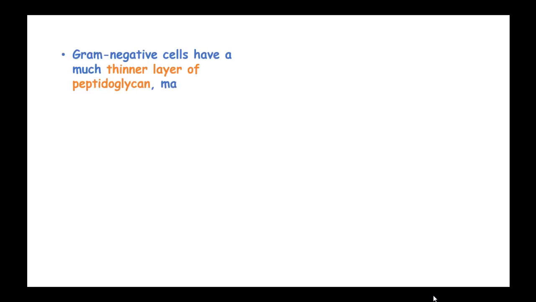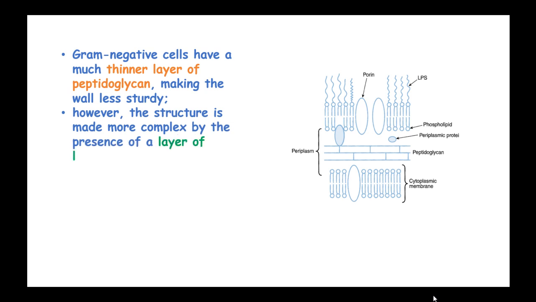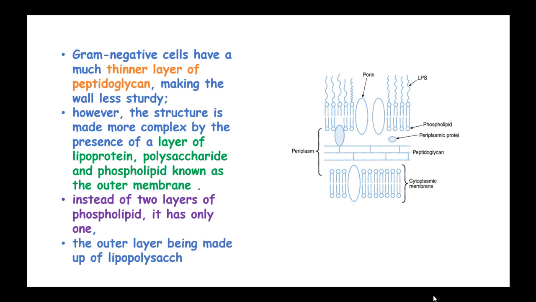Gram-negative cells have a much thinner layer of peptidoglycan. This makes the walls less sturdy. However, the structure is made more complex by the presence of a layer of lipoprotein, polysaccharide, and phospholipid known as the outer membrane. Instead of 2 layers of phospholipid, it has only 1, with the outer layer being made of a lipopolysaccharide.